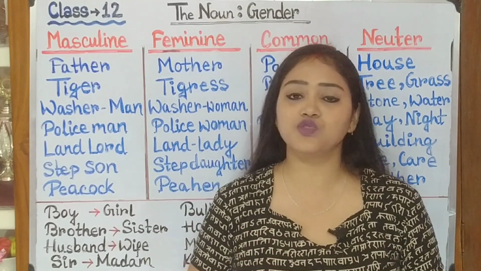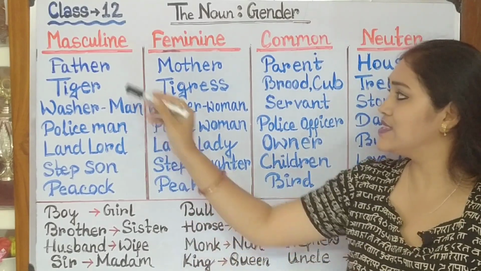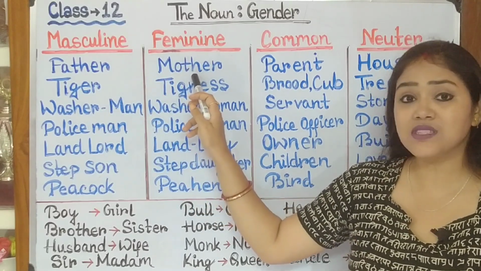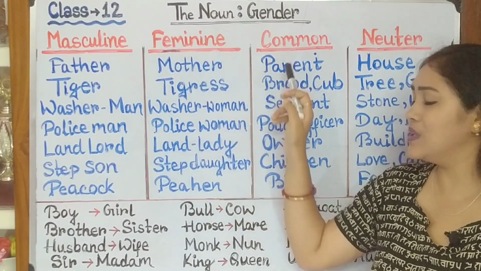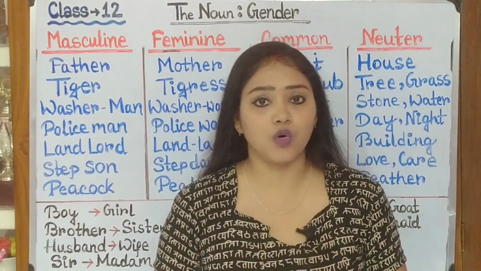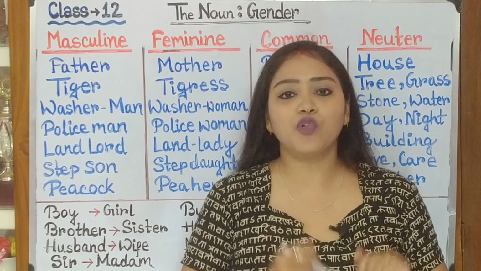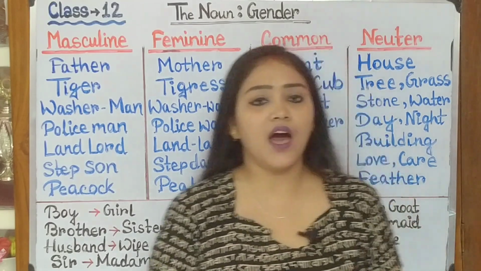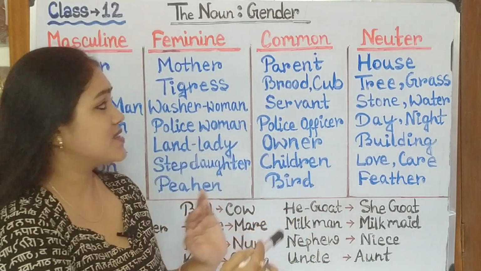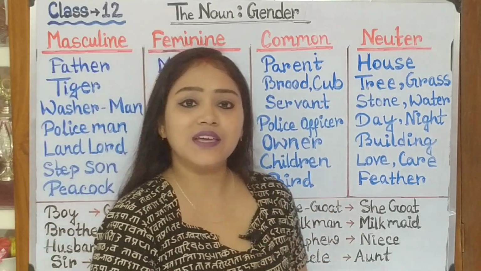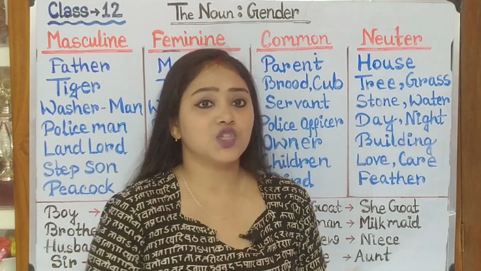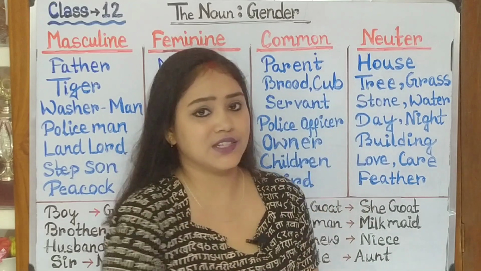So now I will go to the board work. As you can see, in masculine gender, father. In feminine, it becomes mother. And in common gender, parent. So parent means father and mother both, right? So it is of common gender. Clear? Now I have made the neuter gender also related to this. Father, mother both live in a house, right? So house is an inanimate object. So it is of neuter gender.